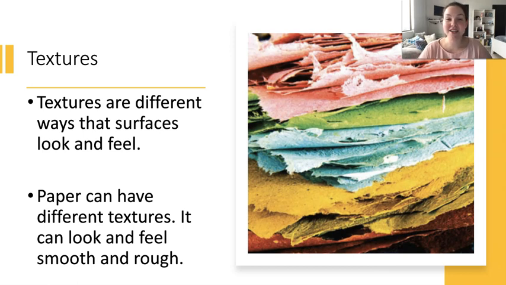Our next word is textures. Textures are different ways that surfaces look or feel. An example sentence is, paper can have different textures. It can look and feel rough and smooth.